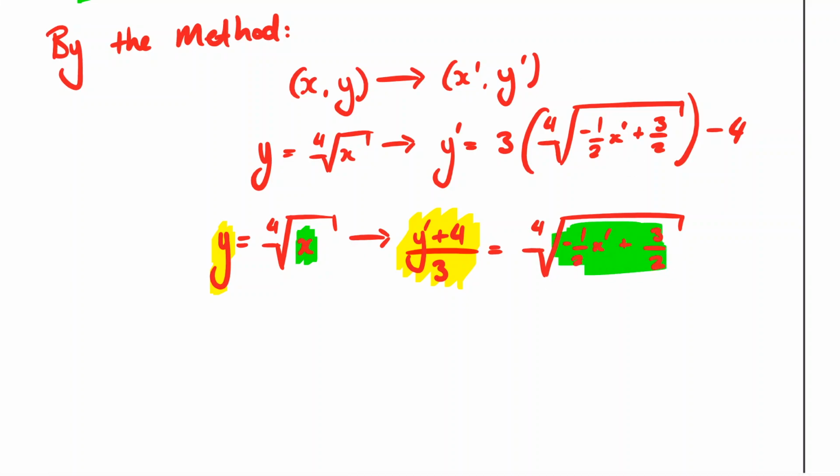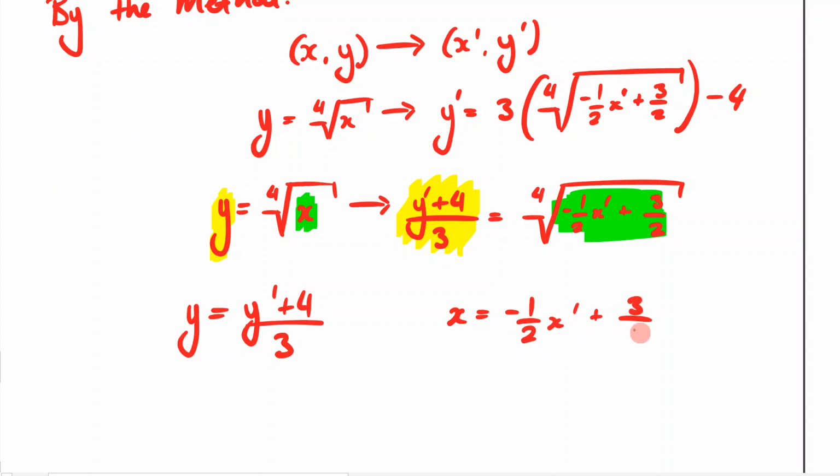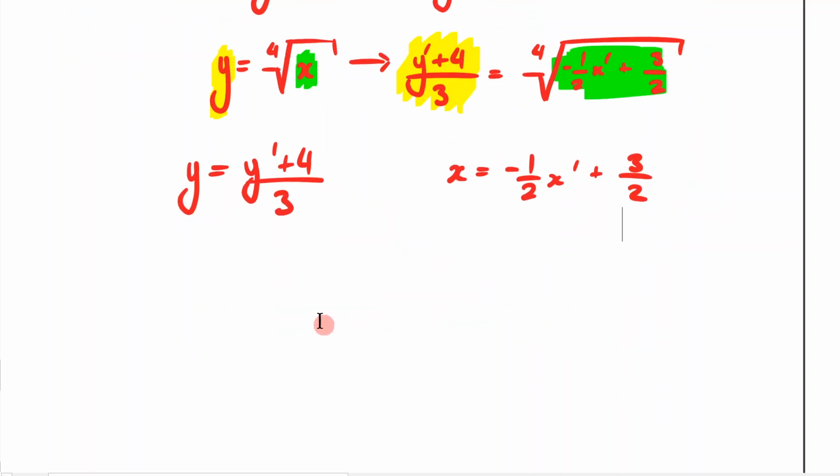The next thing that I'm going to do is just write out what I've said. So y is equal to y dash plus 4 over 3, and then x is equal to negative a half x dash plus 3 on 2. Now, if you were like me and you forgot to put the dashes, you very soon remember to put the dashes in when you come here, because otherwise you're just going to have two y's and be thinking, what on earth am I doing?